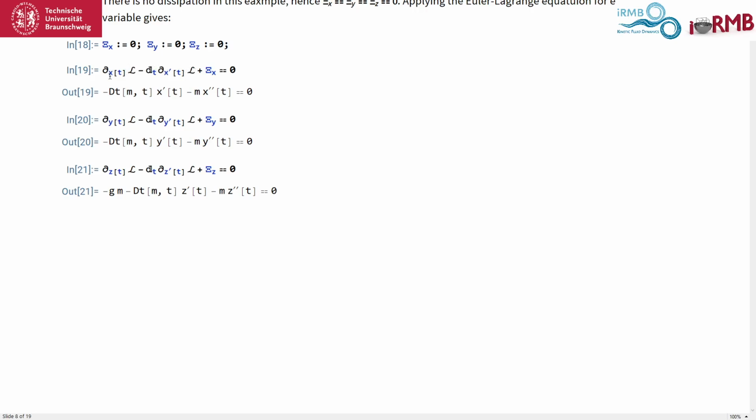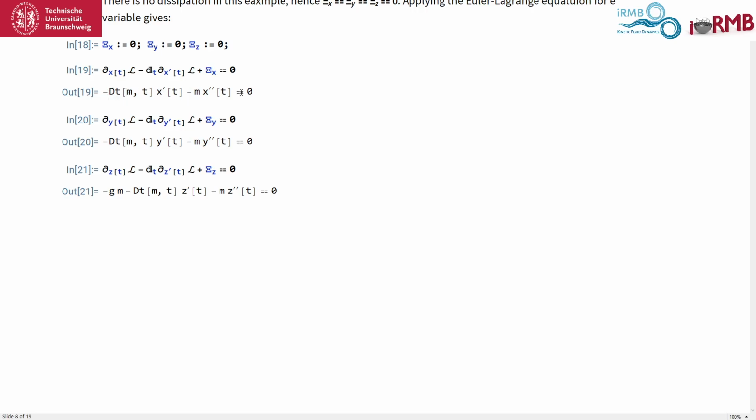the Euler-Lagrange equation. So we have three coordinates. We have x, y, and z. And it's always important to write here that they depend on t, otherwise it doesn't work. So we take the derivative in x of L and in x velocity of L, and take the time derivative and add the non-conservative force.